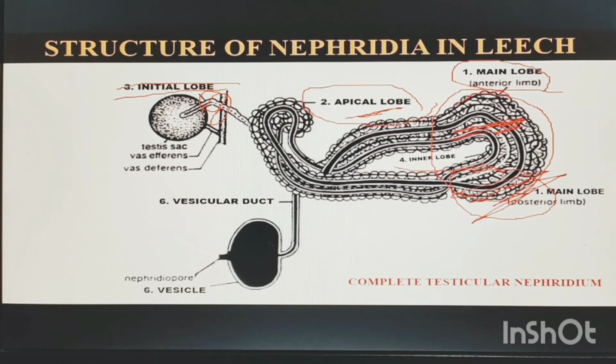Next part, that is the fourth part of the testicular nephridium, is inner lobe. It is found inside here. This is inner lobe. Extending between the anterior and posterior limbs of main lobe is a short incurrent lobe or inner lobe, which also runs forward along the outer side of apical lobe for about half of its length.